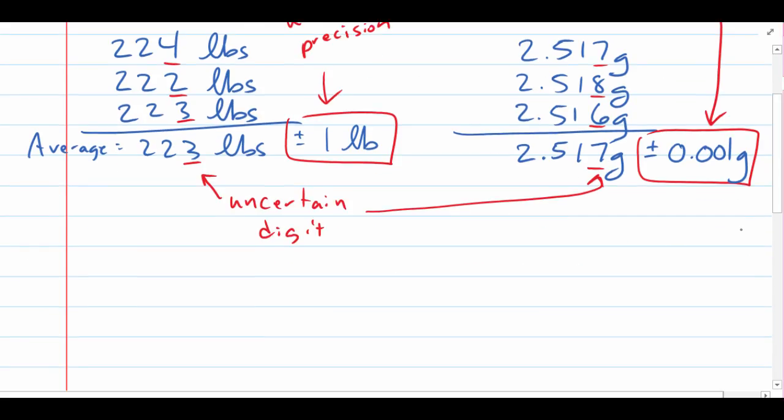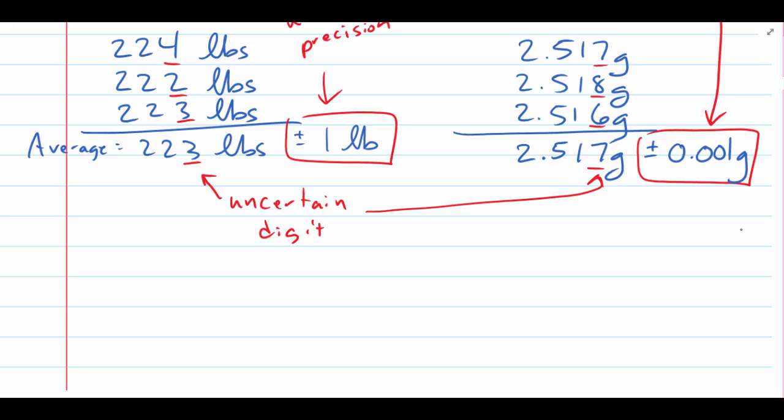Could you also write that in scientific notation if you want to? We could, but there wouldn't be any point in putting it in scientific notation if the rest of the measurement's not in scientific notation. Oh, okay. So we want to keep the format consistent between them.